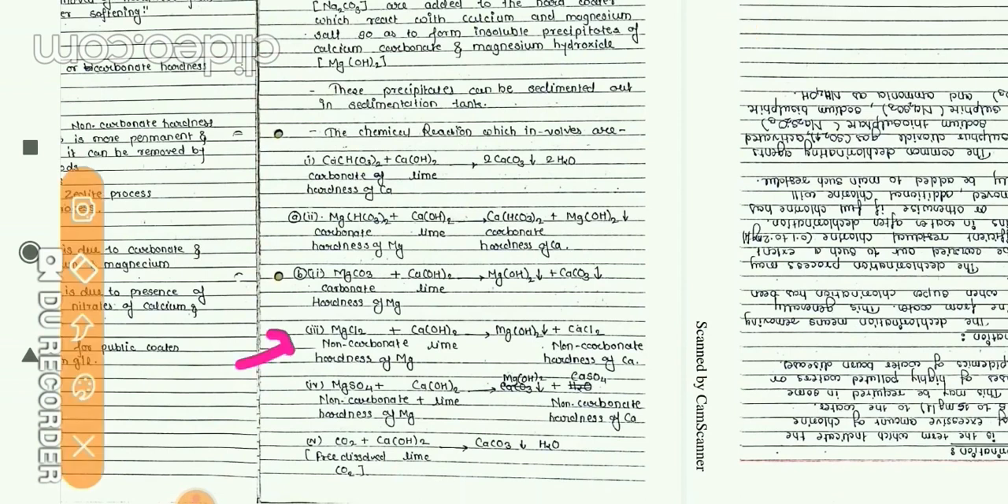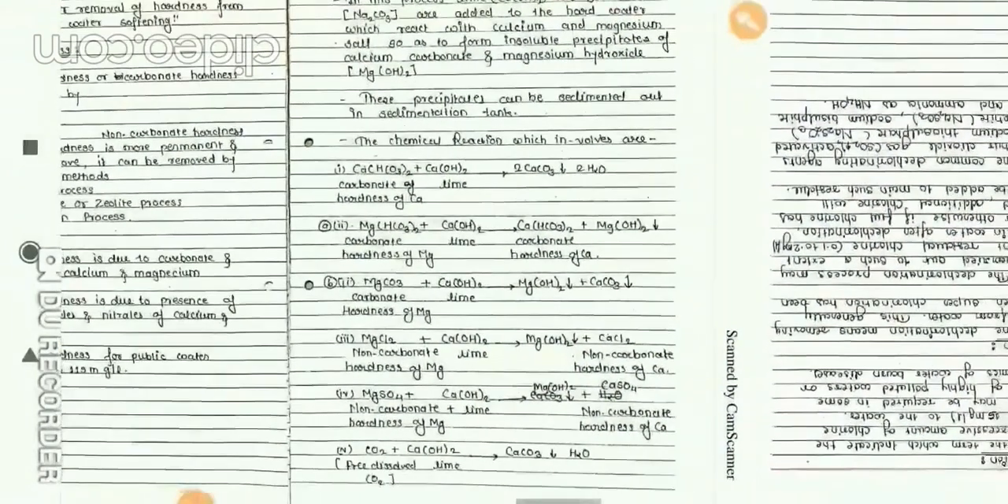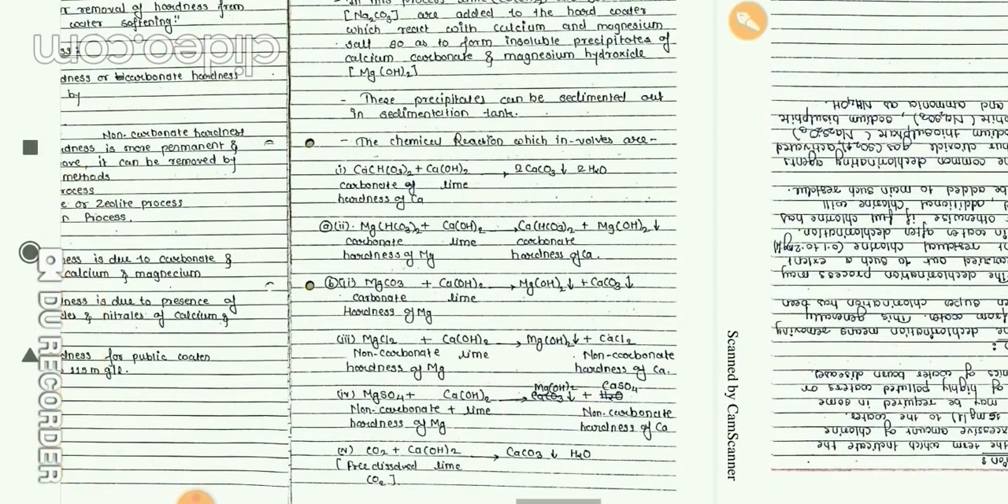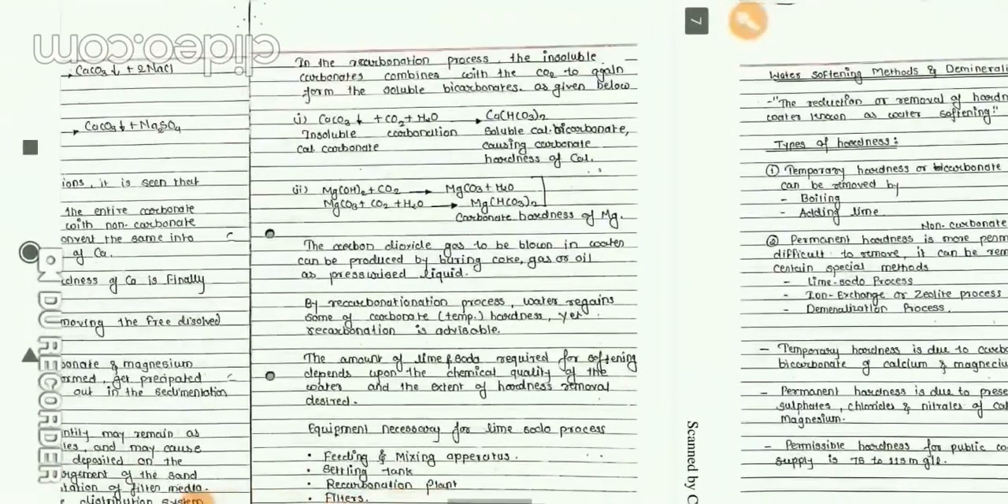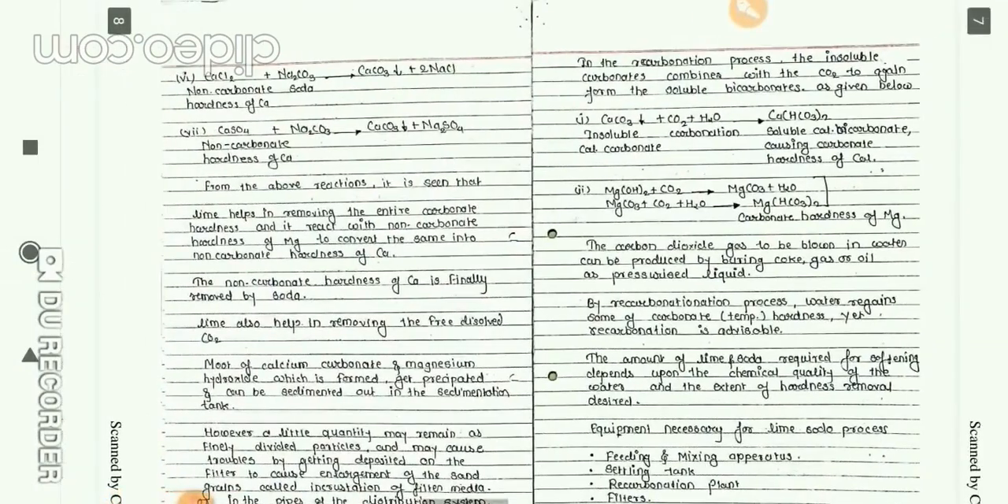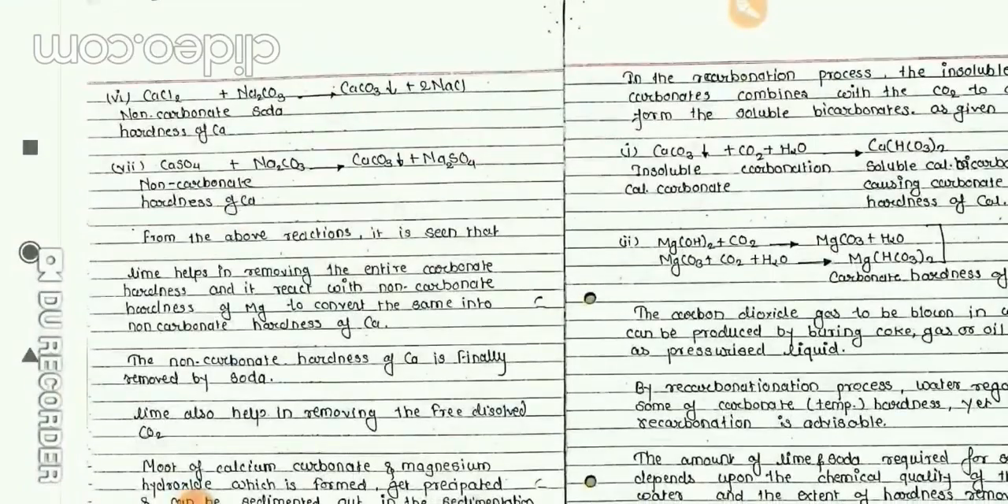Here we can see MgCl2. Then Mg(OH)2 is the precipitate, and CaCl2. Like that, MgSO4 plus lime, Ca(OH)2, again we can remove the Mg(OH)2, and CaSO4 is the byproduct. Like that, we can use the lime soda method to remove the hardness. Again, soda ash can be used to remove the hardness.